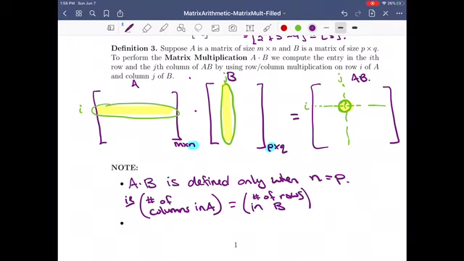And a useful way to think about this: if you write their sizes next to each other, okay, so this is why I always write their sizes, the ones that are closest together need to be the same.